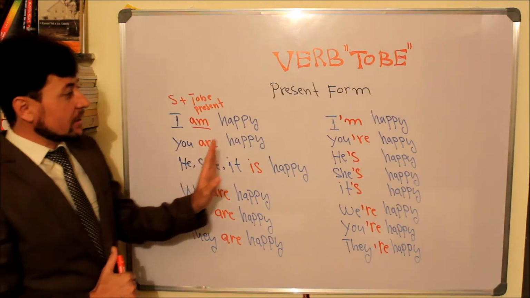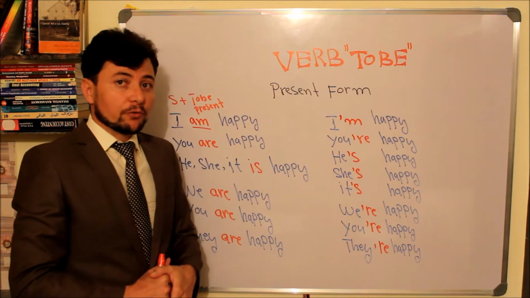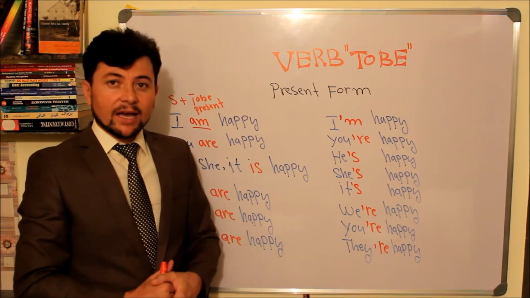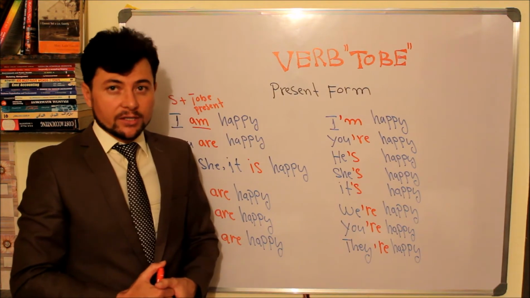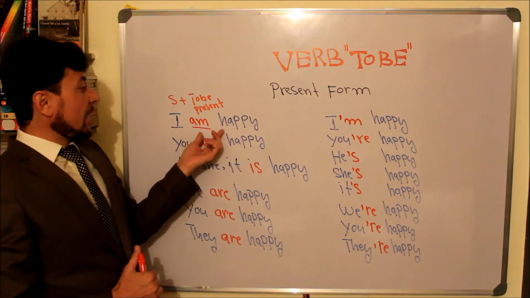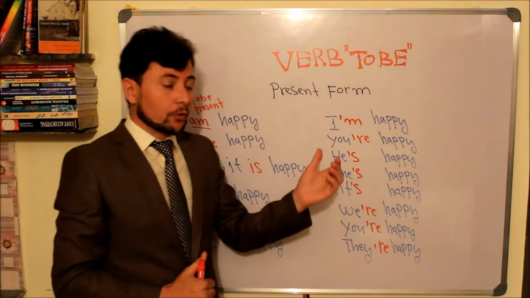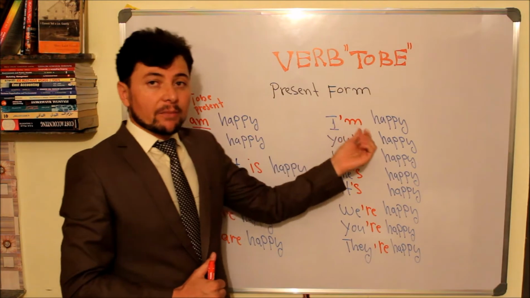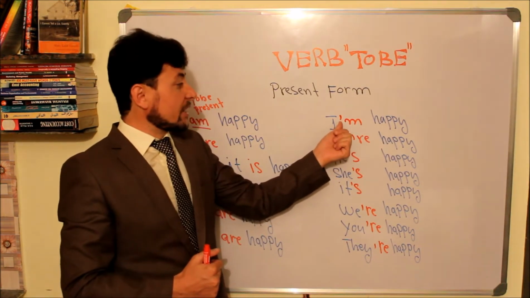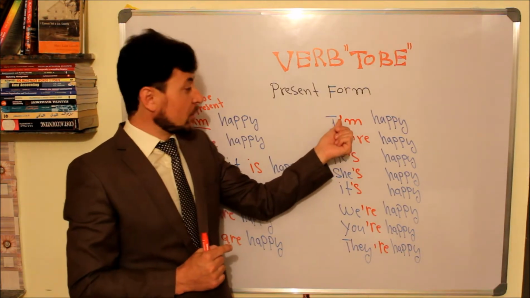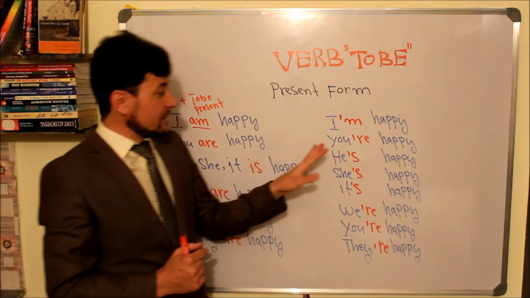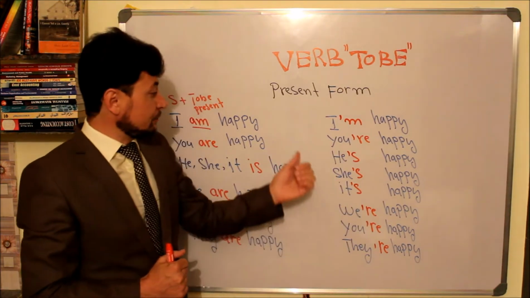Now let's have a look at the short form or contracted form of verb to be. The contracted form is used mainly in spoken English and it is accepted in informal writings sometimes. So in full form we say I am happy. In the short form we say I'm happy and it is written in short form. So here the apostrophe shows the missing letter. What is the missing letter here? It is letter A.